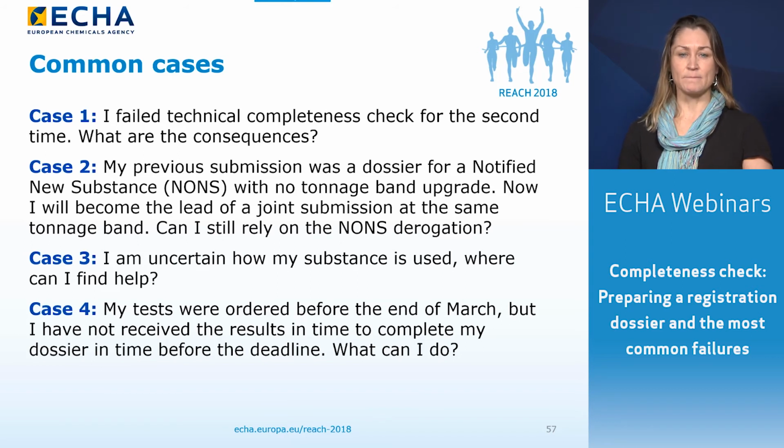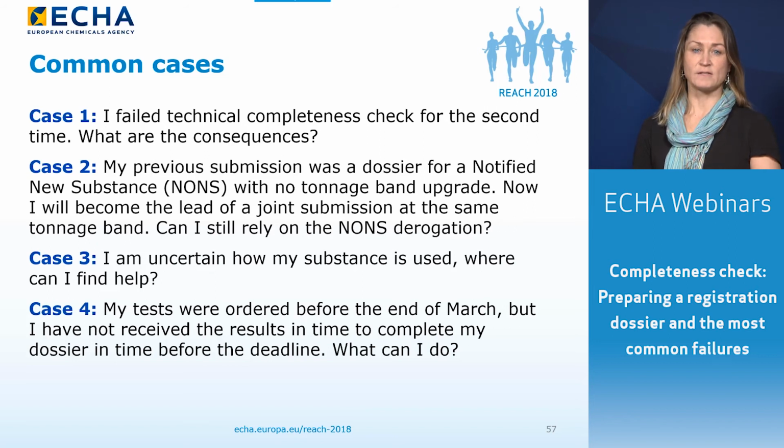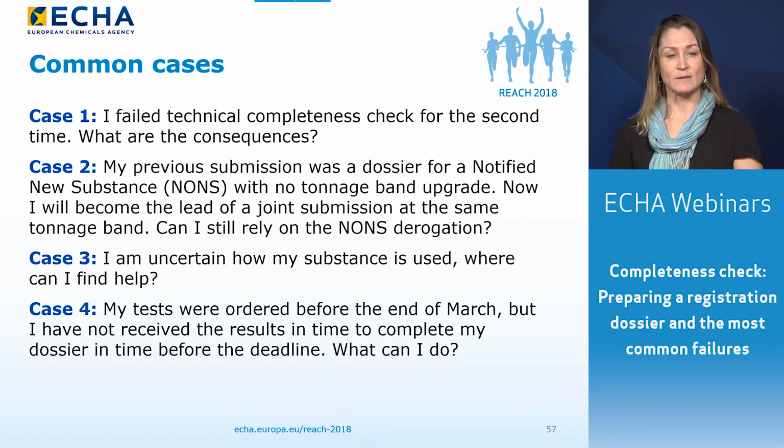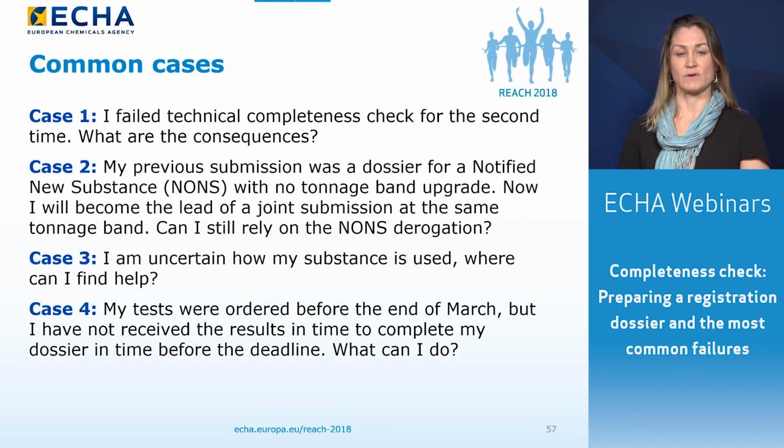Case number 3 is about uses, and the question there is, I am uncertain how my substance is used. Where can I find help? And case number 4 is about the Directors' Contact Group. There the question is, my tests were ordered before the end of March, but I have not received the results in time to complete my dossier before the registration deadline. Now what can I do?